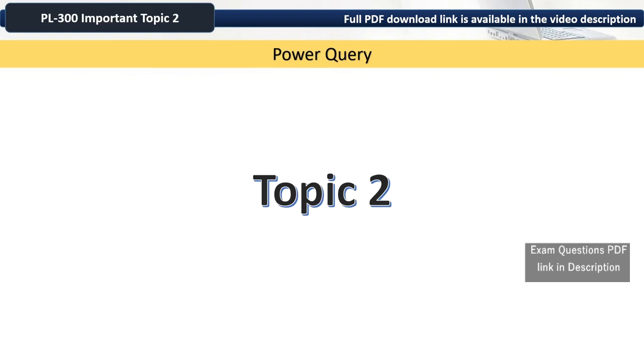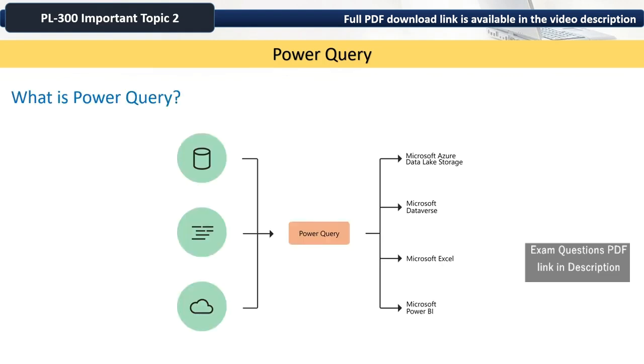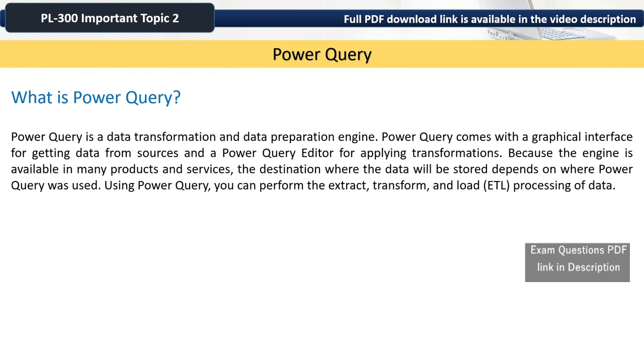To the next topic, Power Query. What is Power Query? It basically allows us to perform the extract, load, and transform process and is connected to multiple Microsoft services. To give you a better explanation, Power Query is a data transformation and data preparation engine. It comes with a graphical interface for getting data from sources and a Power Query editor for applying transformations. Because the engine is available in many products and services, the destination where the data will be stored depends on where Power Query was used.